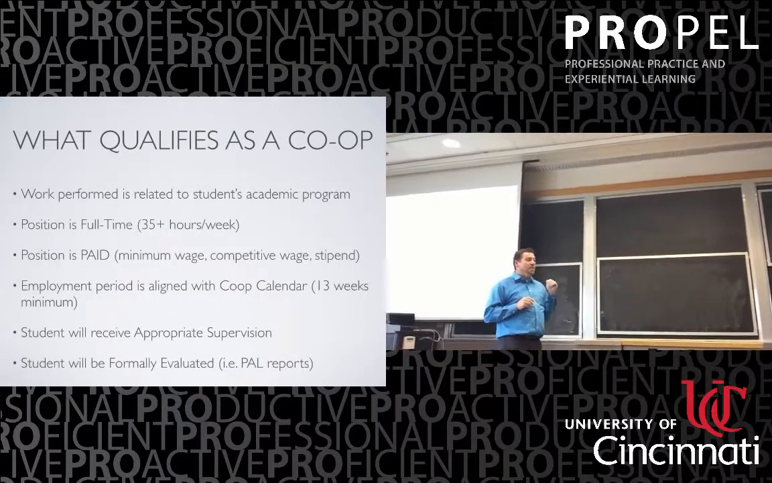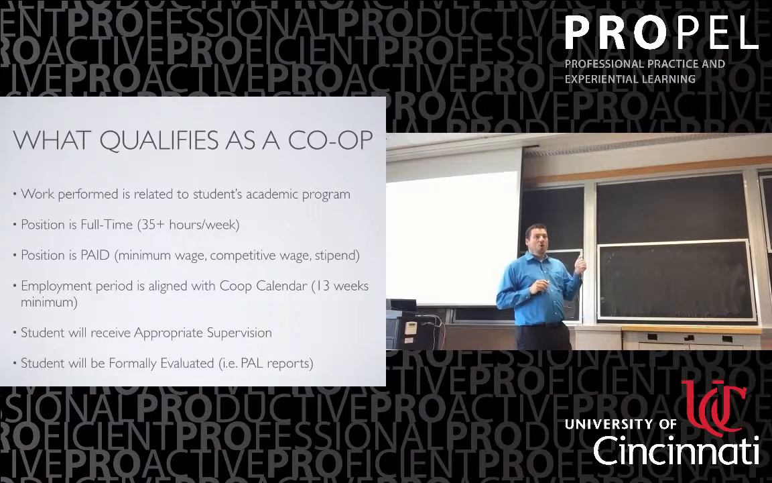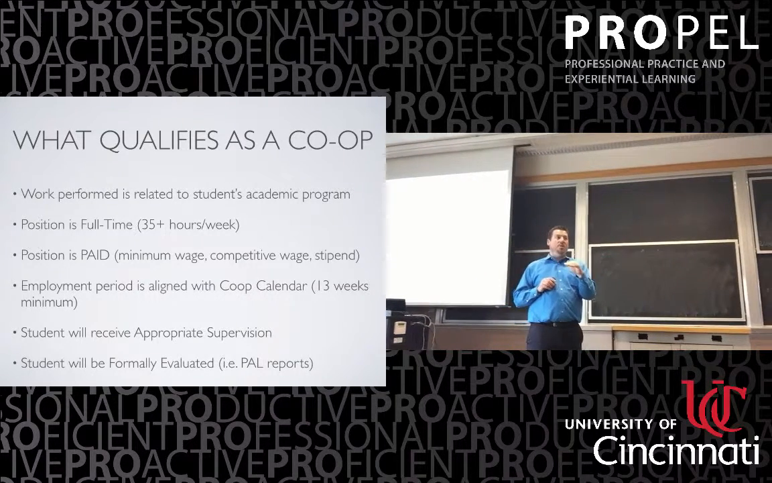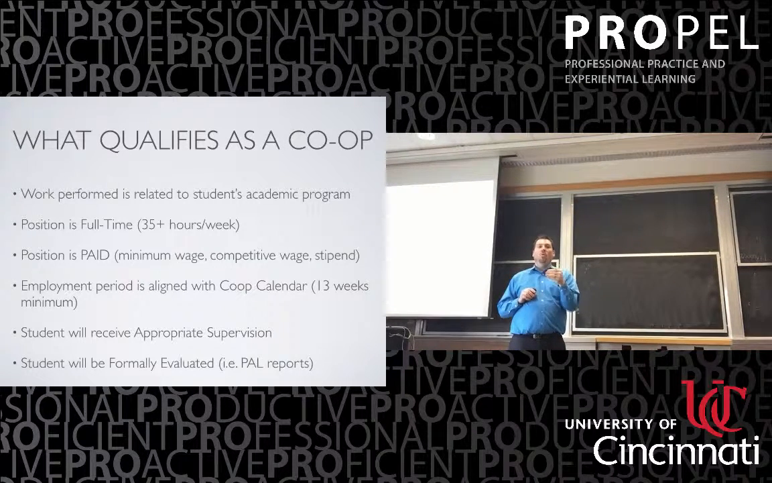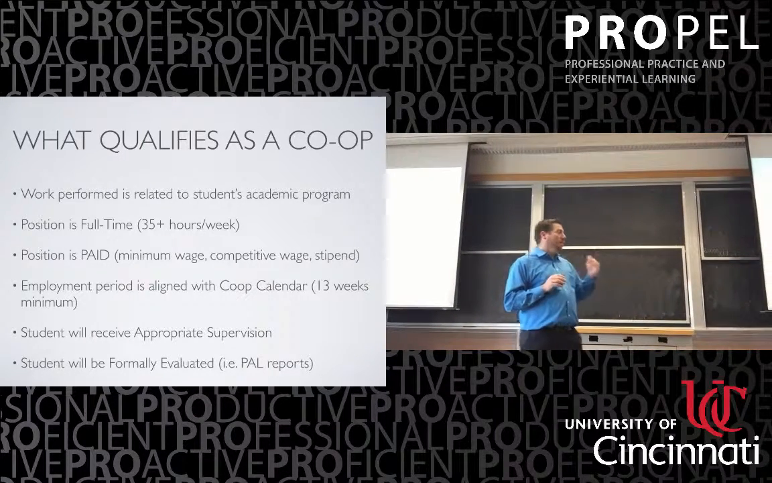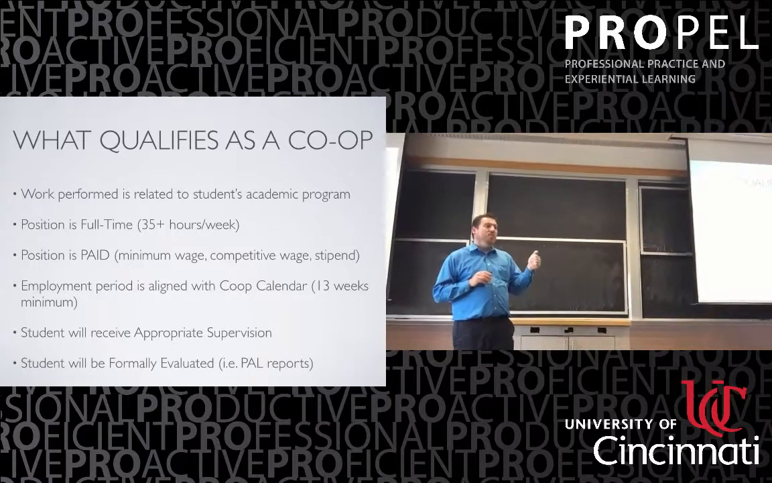The employment period has to be that 16 weeks and within the co-op calendar. Our absolute minimum is 13. And the only way you get a shorter co-op term is if the employer says, we can only offer you this many weeks, and then that's okay. But if it's shorter than 13, you need to ask me, and we can talk about that, or shorter than 16.